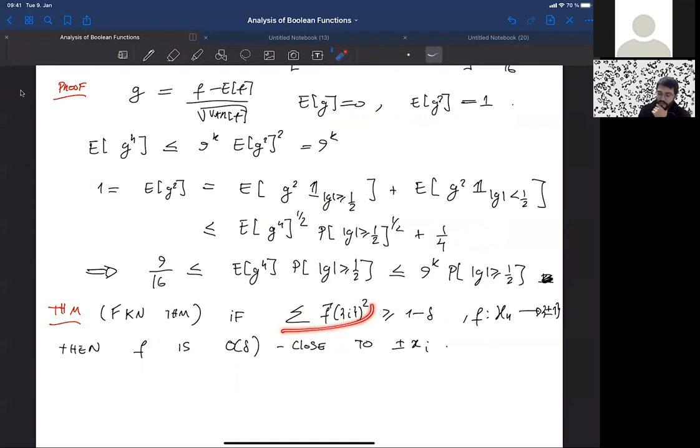So we do know that the sum of all squared Fourier coefficients for all sets is 1. And if you're saying that the sum of just the Fourier coefficients of order 1 is pretty close to being 1 already, then it should mean that your function is just one of the x_i's. And that's actually showing the case. Okay, so proof.